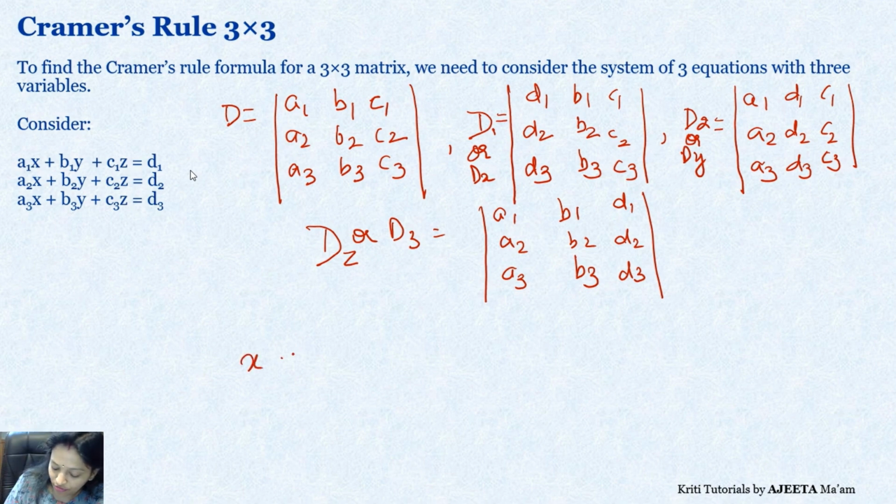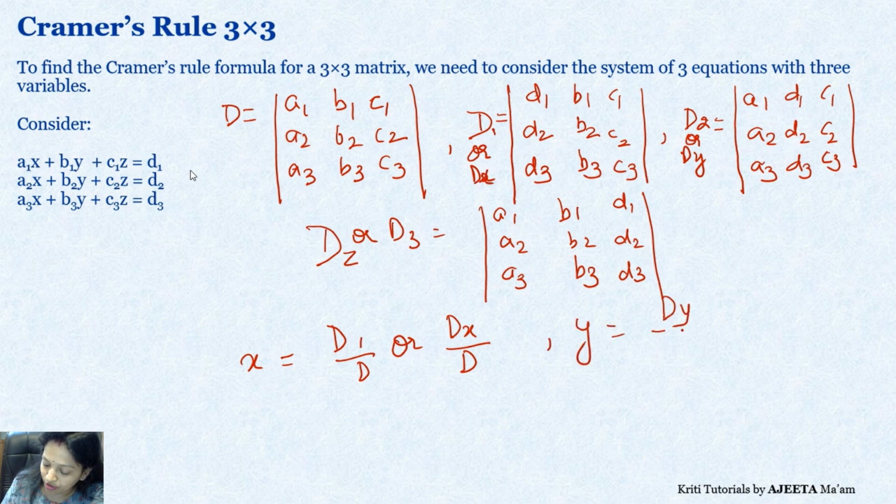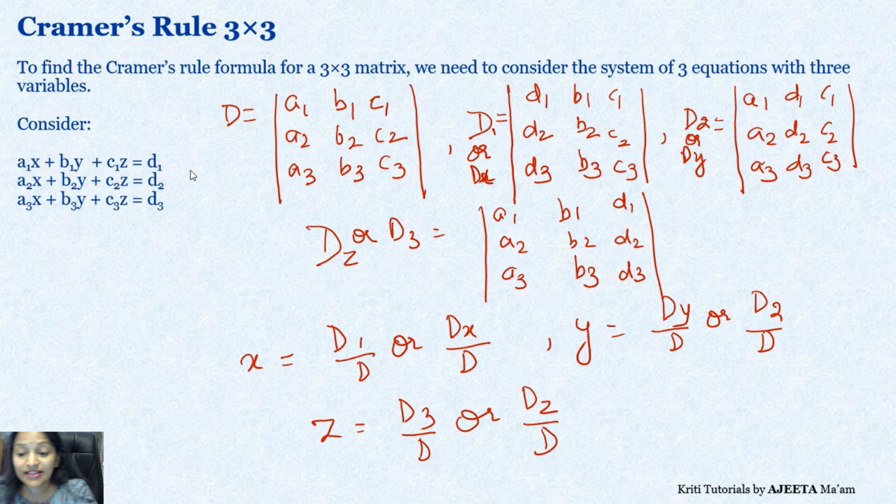Now how to find the values of x? x will be d1 upon d or dx upon d. Right? Now what will be y? y will be dy upon d or d2 upon d. What will be z? z will be d3 upon d or dz upon d. Again, the same thing applies. If d is 0, then there is no solution, correct? That is, no common solution for all the three equations taken together. If d is 0 and d1, d2, d3 are also 0, then it has infinitely many solutions.